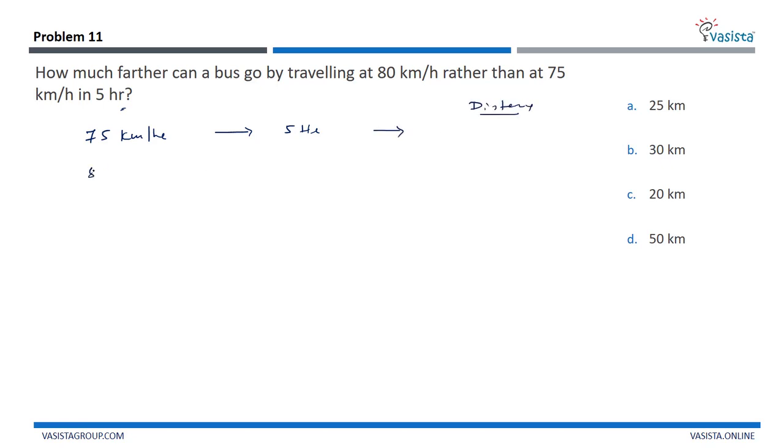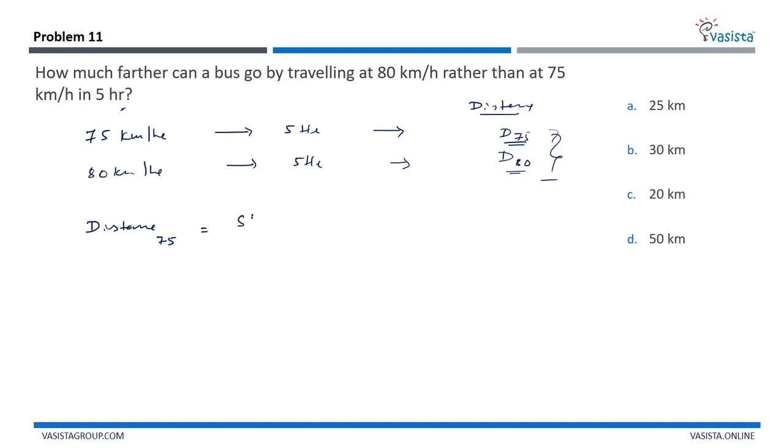So then we need to find 80 km per hour in 5 hours. Right? Let us take this as distance 75, distance 80. Then find the difference of these two, you will get the answer. Let us check out this. Right? So what we need to find out is the distance when the speed of a bus is 75 km per hour, then distance is equal to what?